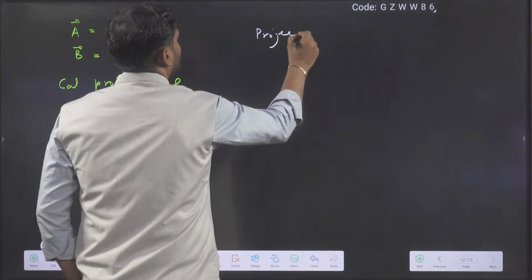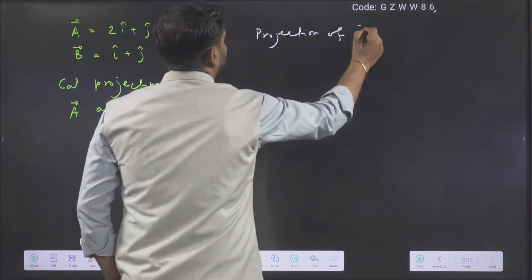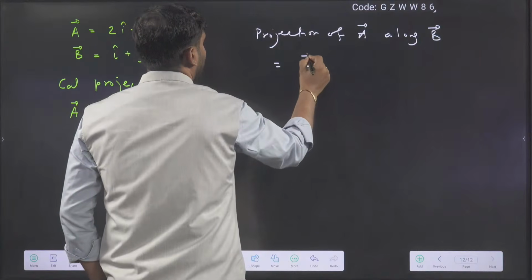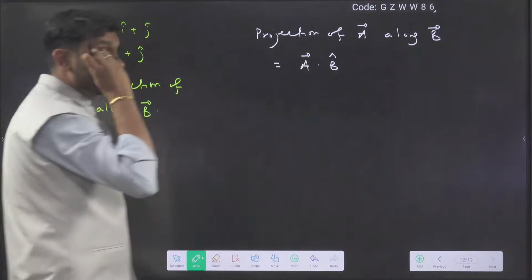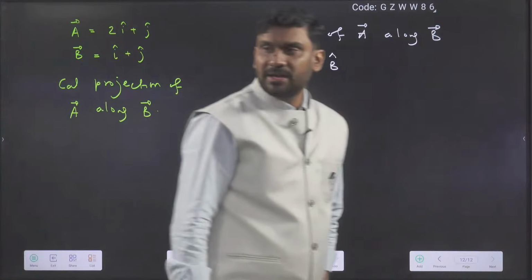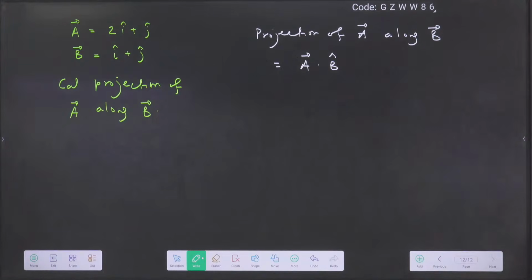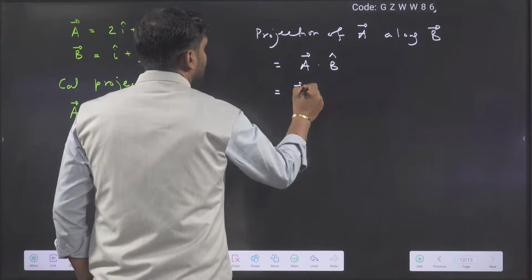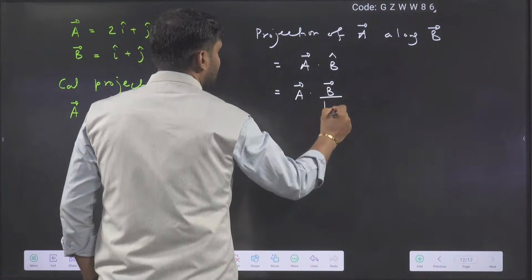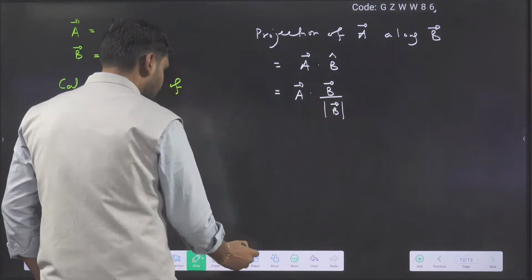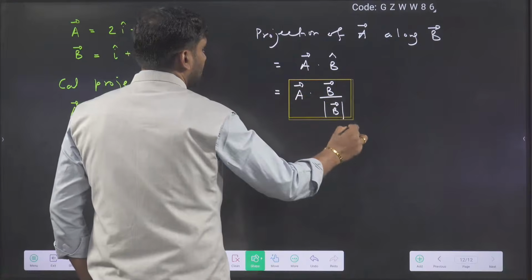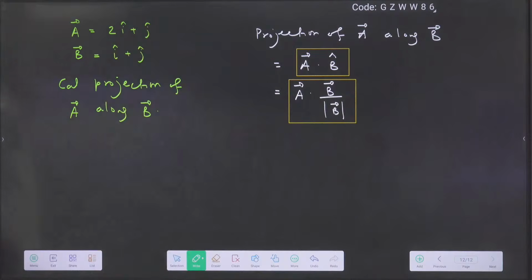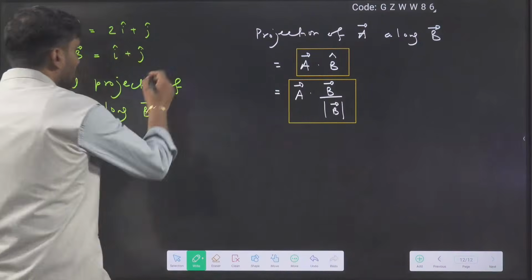Projection of A vector along B vector is equal to A vector dot B cap. Formula लिखिए. So that is what? A vector dot B vector by magnitude of B vector. Please write down the formula. Very easy question. We will solve in less than 1 minute only. कुछ time नहीं लगेगा.